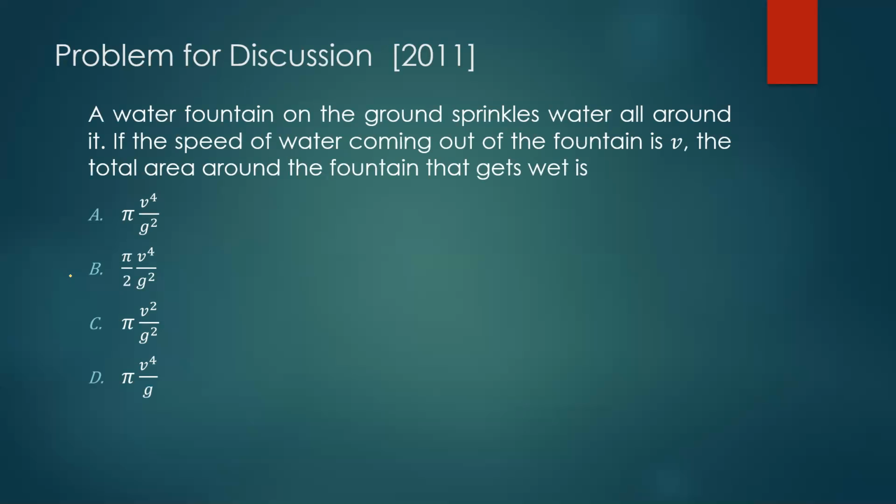Okay, so now try this problem. The problem says a water fountain on the ground sprinkles water all around. So if I, let's say, take a position and say the water fountain is located here, the speed is v. The water particles are moving along a parabolic path and then they'll hit.